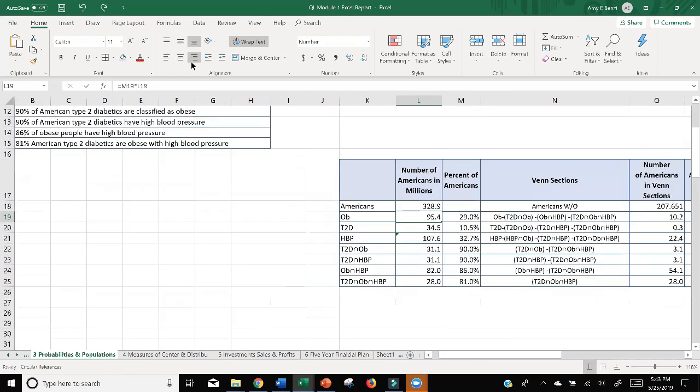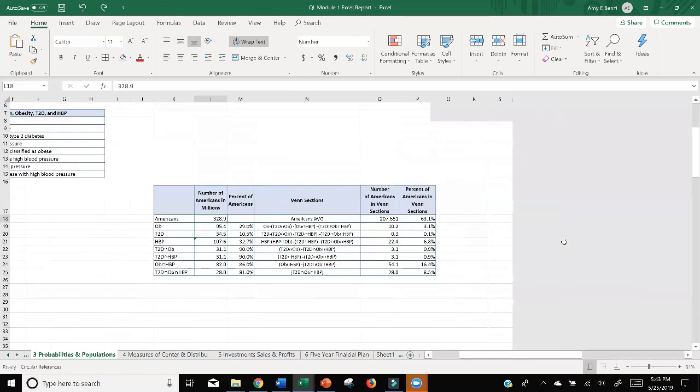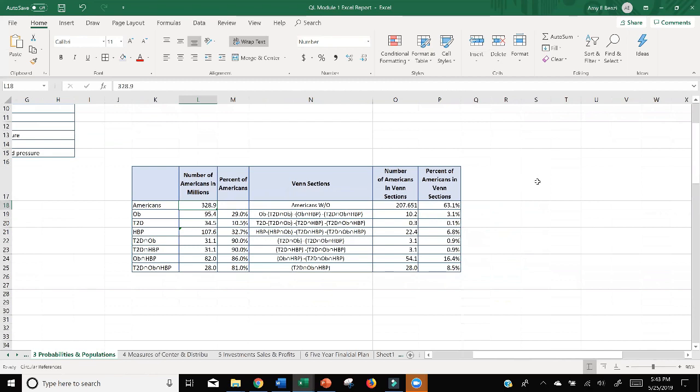Now, something you're going to notice, let's undo that. You'll notice that the numbers of Americans are changing, but the percentages are not, because we have what we call equivalent ratios. See how the numbers are changing, but the percentages are not changing. That's because a percent is a ratio, it stays the same. In other words, if I take 29% of 100, it's still 29%. In that case, I had 29% of 100, but now I have 29% of 328.9 million.